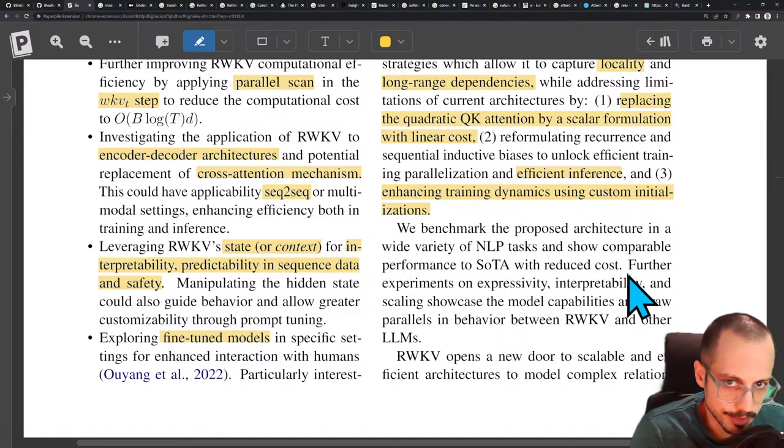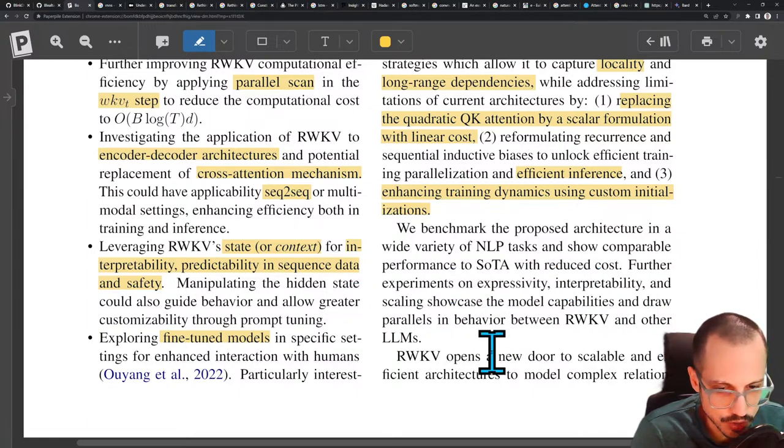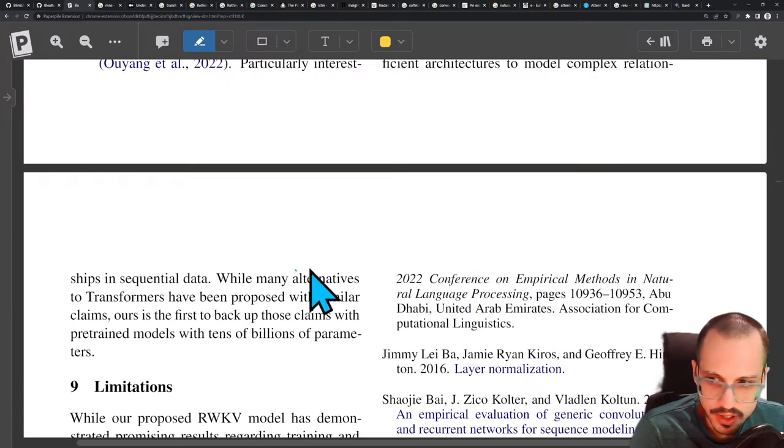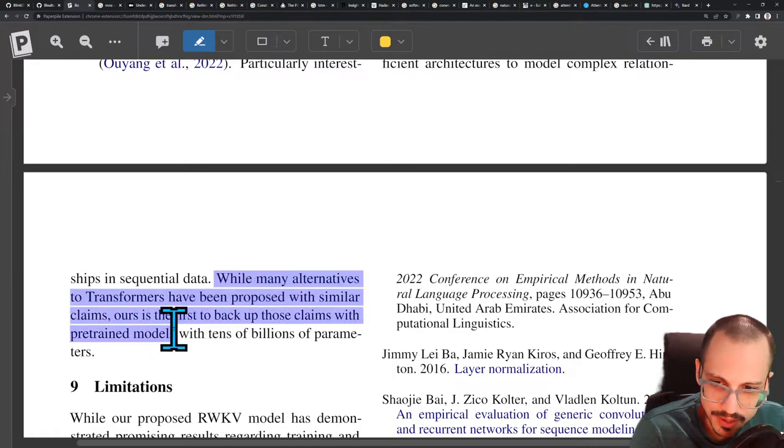Show comparable performance to state of the art. Further experiments on expressivity, interpretability, and scaling showcase the model's capability to draw parallels in behaviors between RWKV and other LLMs. RWKV opens a new door to scalable and efficient architectures to model complex relationships and sequential data. While many alternatives to transformers have been proposed with similar claims, ours is the first to back up those claims with pre-trained models and tens of billions of parameters.